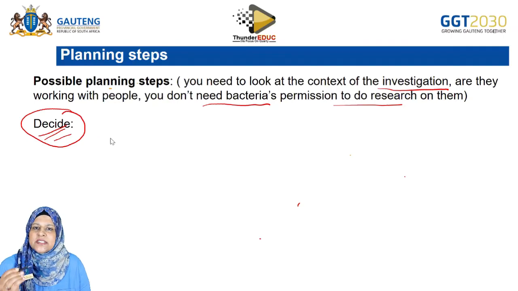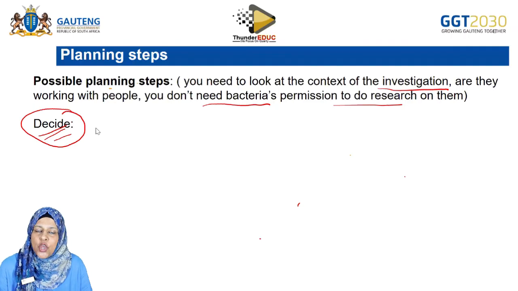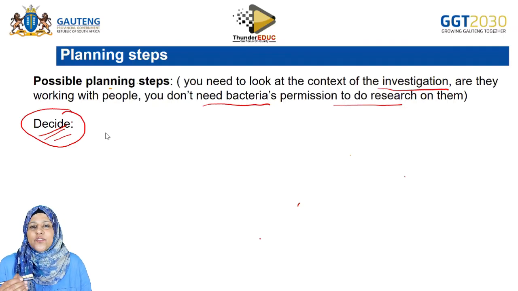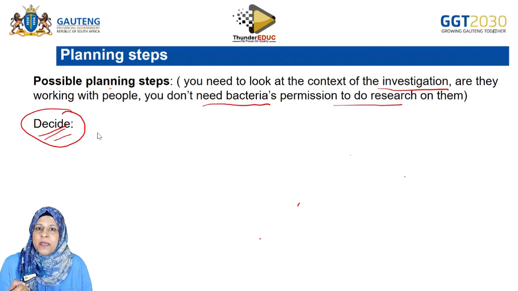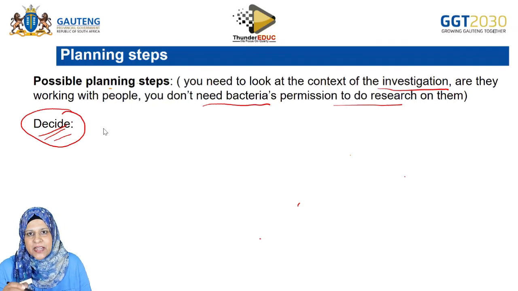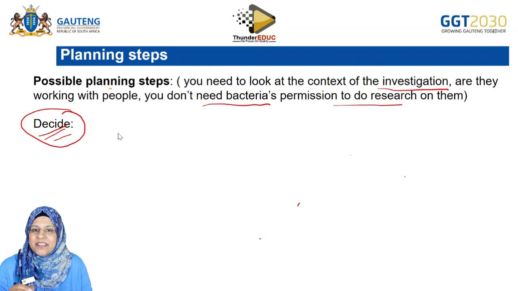If you have the word decide in your planning steps, then it means that you are planning. You are not conducting the investigation. So if you have the word decide, then we know when we are marking your papers that this person is planning, because they are still deciding. They're not conducting. So that word decide is the key word when you are writing your steps or writing your planning.